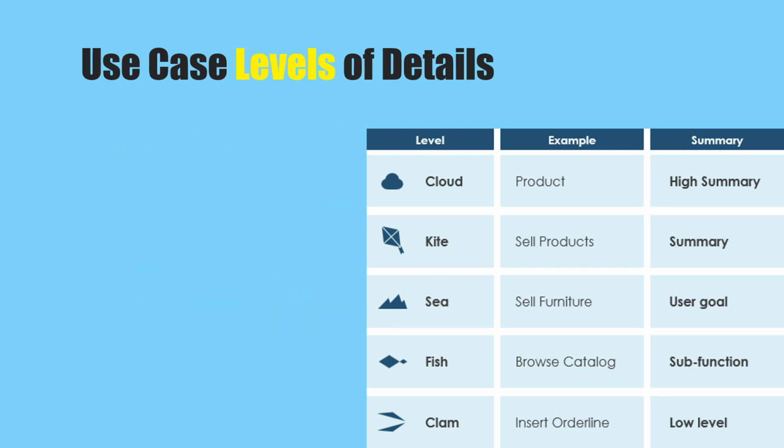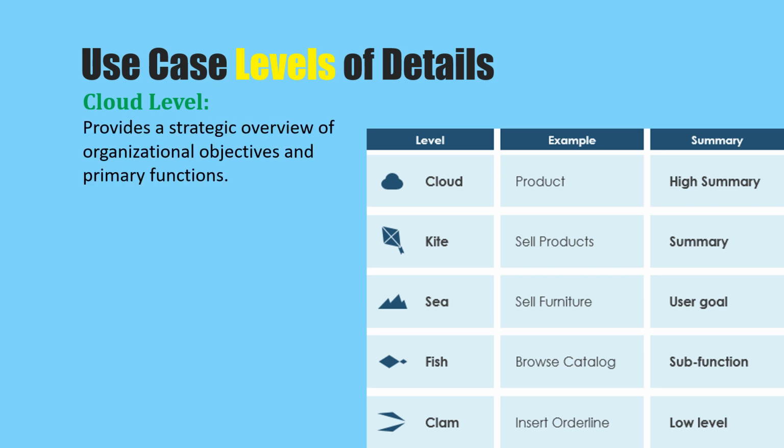Use case level of details. Use case levels generally refer to the level of detail at which information is organized within a use case specification. It plays a crucial role in facilitating effective communication between stakeholders and developers, as well as enhancing product planning.